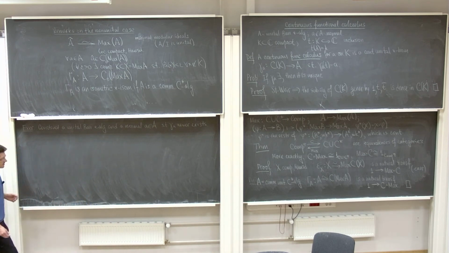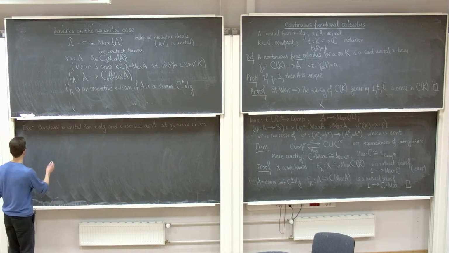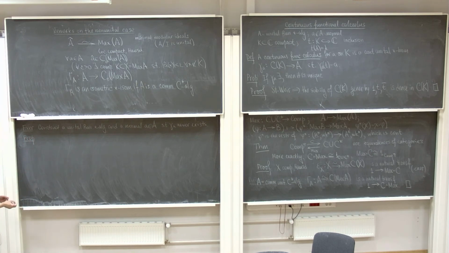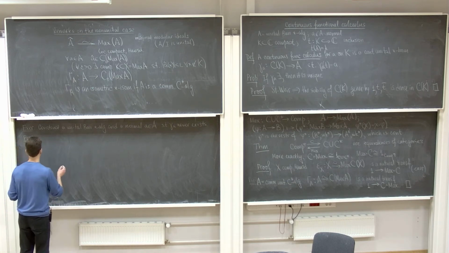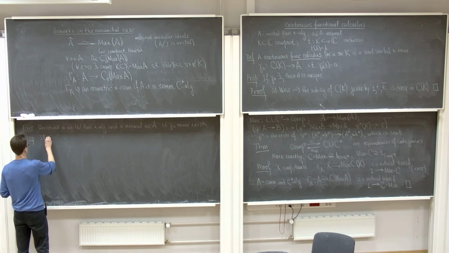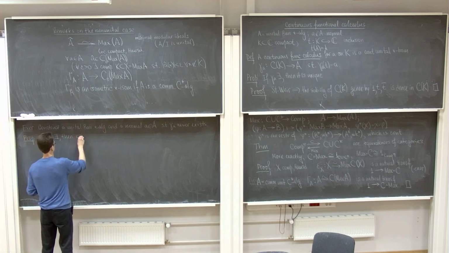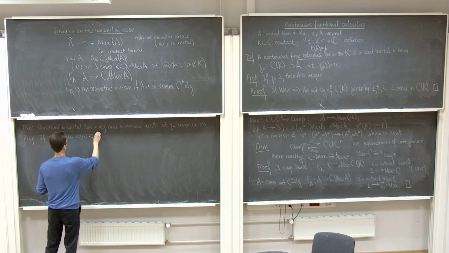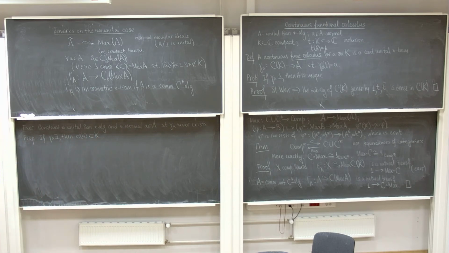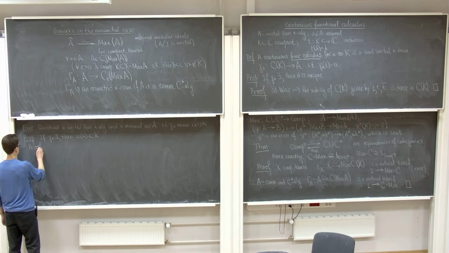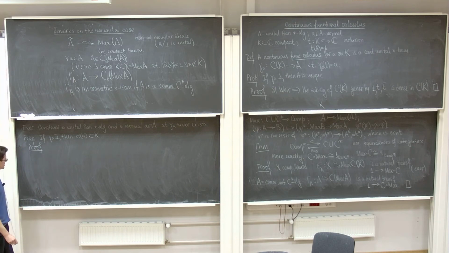So we start with a simple necessary condition for the existence of functional calculus, which, by the way, works for all Banach-star algebras. If gamma A exists, then the compact set K contains the spectrum. This is a necessary condition for the existence of the functional calculus. The proof is very easy.